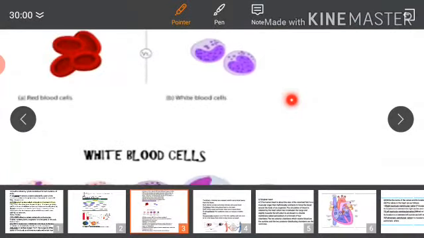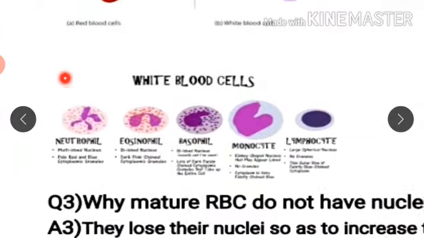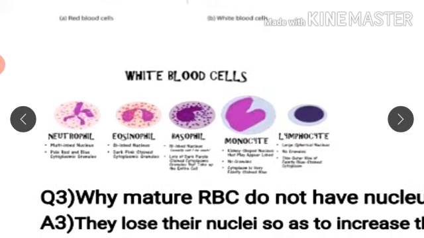Now, the next topic is about WBC. I shall explain to you about different types of WBC. Here you can see different types of white blood cells. White blood cells divide into granulocytes and agranulocytes. Granulocytes have neutrophil, basophil and eosinophils. Neutrophils have 2 to 6 lobes of nucleus.